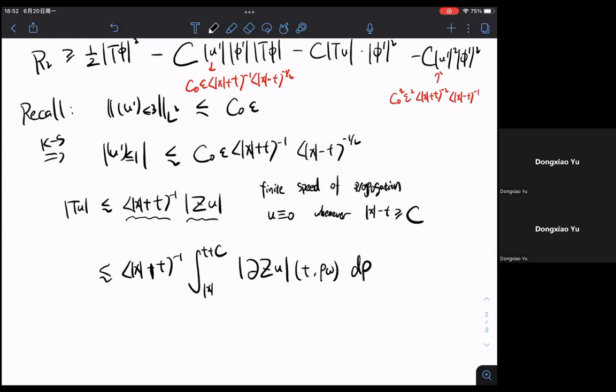So we have these things by applying the fundamental theorem of calculus. Of course, if the lower bound of this integral is larger than the upper bound here, then we already know that ∂tu is equal to 0, so there's nothing to prove there. So here we can assume that x is less than or equal to t plus c, so that we can get some non-zero bounds on the right-hand side. And now we apply the Klainerman-Sobolev inequality.